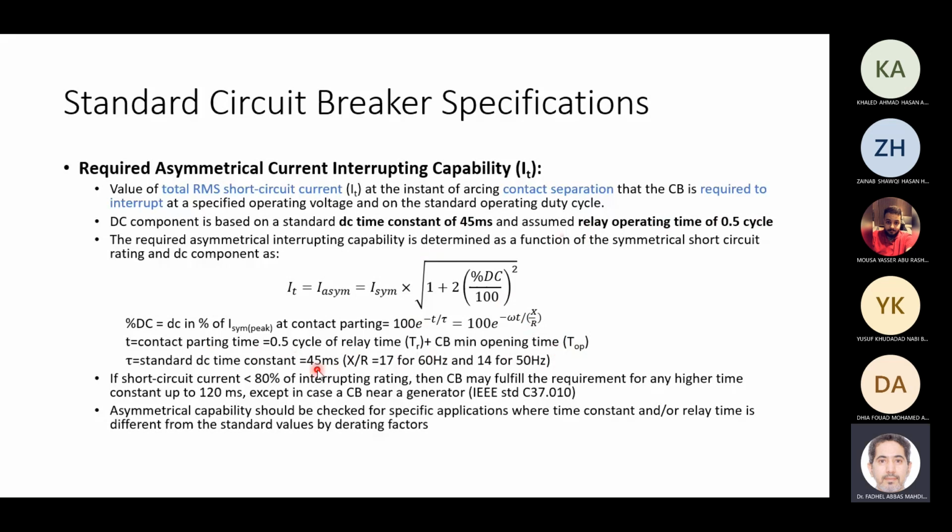So 45 milliseconds correspond to an X to R ratio of 17 for 60 Hz, or 14 for 50 Hz. And if you would like to relate the symmetrical, we call this sometimes the asymmetrical. So I asymmetrical is a function of the symmetrical current, which is the symmetrical short circuit current, by this factor. This is called sometimes in old standards the S factor, 1 plus 2 times. I'll show you the derivation, where this comes from, inshallah, later.